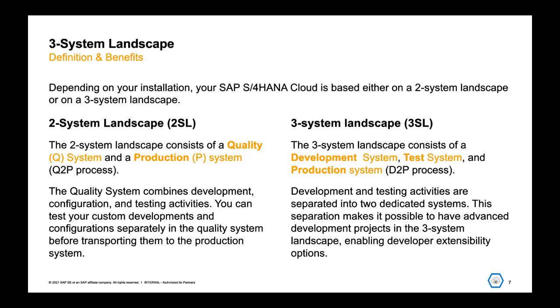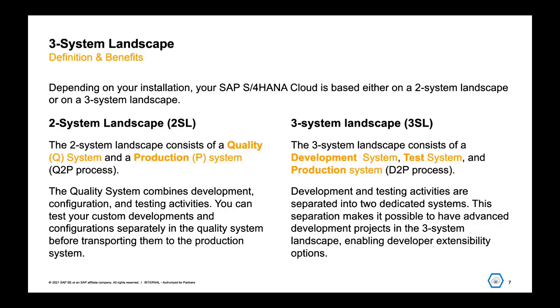In the 3-system landscape, you then have 3 systems throughout. So the development system, where you can also do some extensibility, which is called steampunk, but for that we need another session. You have the test system where you can test the whole configuration you did, as you may know from on-premise solutions. And for sure, you still have the production system where your system is really running.